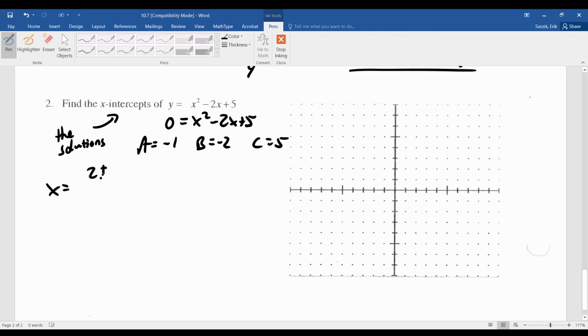A is going to be negative 1, B is going to be negative 2, C is going to be 5. X equals opposite B plus or minus square root of b squared minus 4 times a times c all over 2 times a. I may have a mistake here, sorry. My a is positive 1, I'm not too sure where that came from, sorry about that.